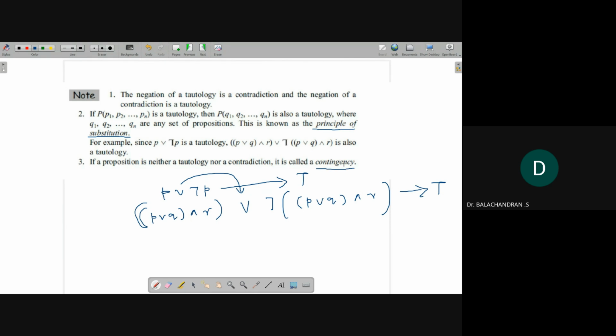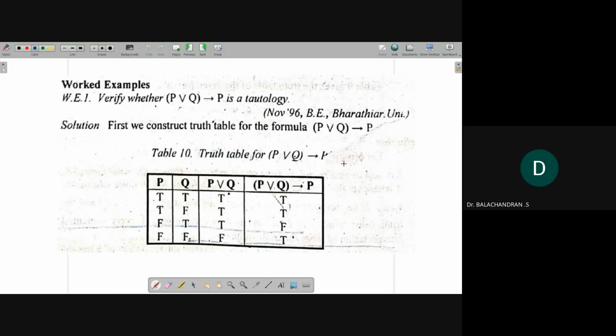So now we will solve one or two problems on tautology. Verify whether P or Q implies P is a tautology. So we need what? P and then Q, and then P or Q, and then P or Q implies P. First you should decide what you need. P and Q you can easily write. P or Q is false only if both of them are false. In all the remaining cases, it is true.